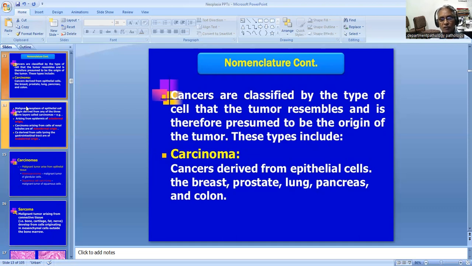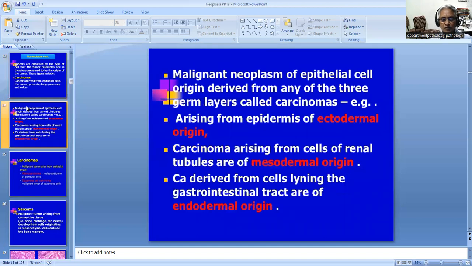As I told you, in case of cancers, they are classified with the type of cells that the tumor resembles. So therefore, you can say that this is arising from this tissue. For example, carcinoma. Carcinomas are derived from epithelial cells: breast, prostate, lung, pancreas, and colon. Malignant neoplasm of epithelial origin can be derived from any of the three germ layers and is called carcinoma.